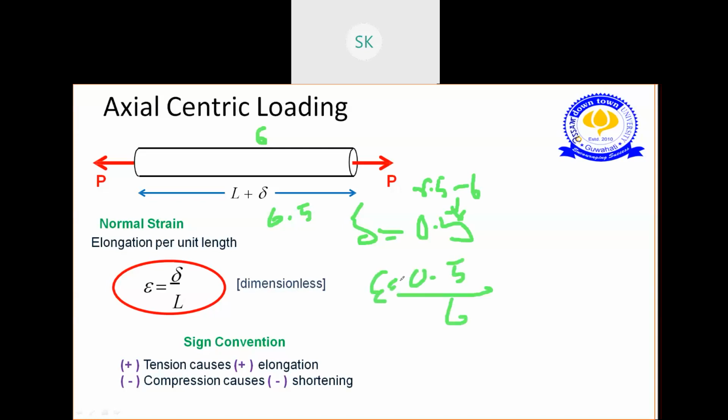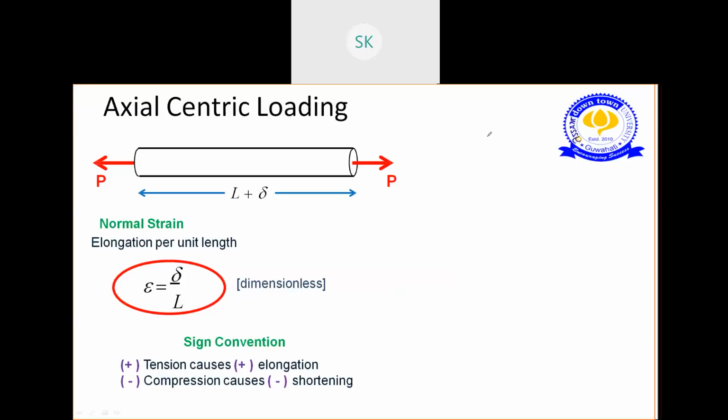Okay. And one more thing, this value is dimensionless. See how it is dimensionless. Let me show you. Earlier, suppose your length L is given as 6 meter. Then change in length is given as delta 0.5 meter. Or they can confuse you with the words increase in length. Increase in length is your 6.5 meter.